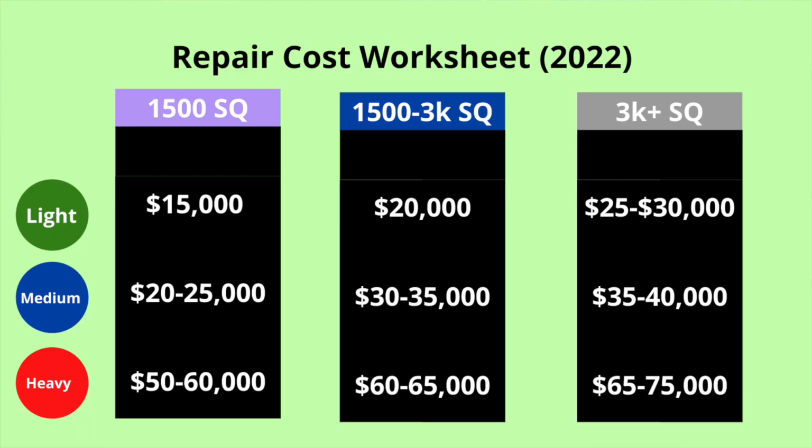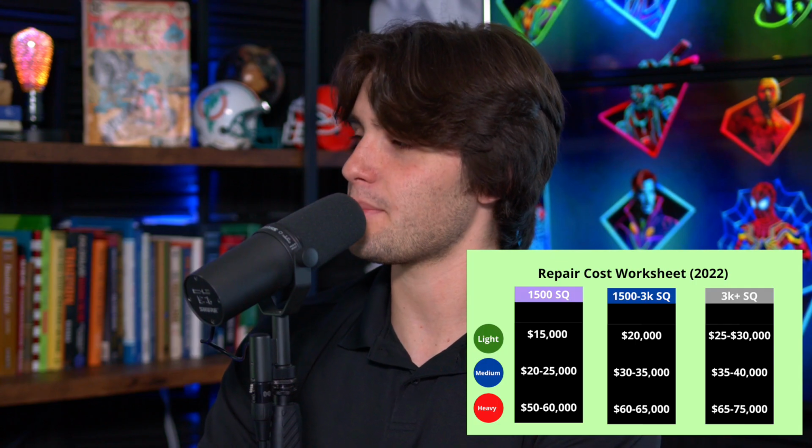Now, last but not least, probably one of the most important questions I get is, Zach, how should I figure out repair costs? What's the repair cost worksheet? And right here is my repair cost worksheet. We've got, basically, it's by square footage, more or less. 1,500 square feet if it is a light, medium or heavy remodel, 1,500 to 3,000 square feet, and then 3,000 square feet. But more or less, these are the costs of repairing.